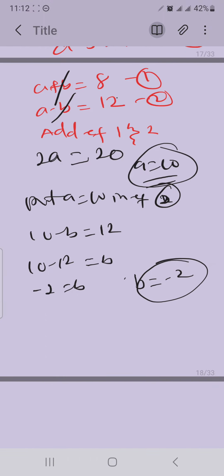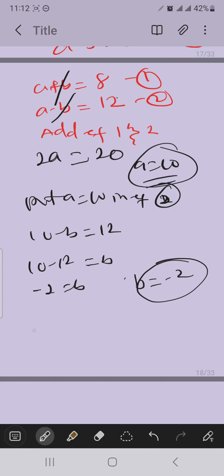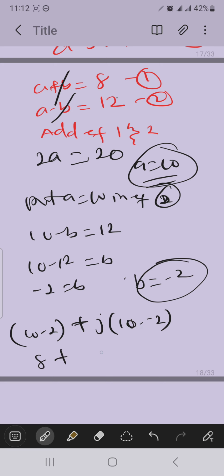So now putting it there, it's going to be the equation like that. And I don't think you need to stress yourself. If they tell you to write it again, you now have a is 10, b is minus 2. So 10 plus minus 2, in the bracket 10 minus minus 2. So 10 minus 2 is what? 8 plus j12. So it is the same thing. And I really hope you understand this. I wish you the best. This is what you have for complex numbers.